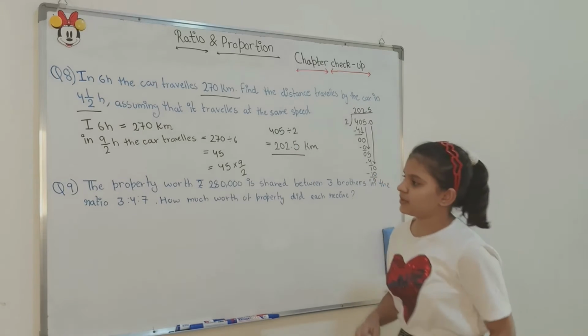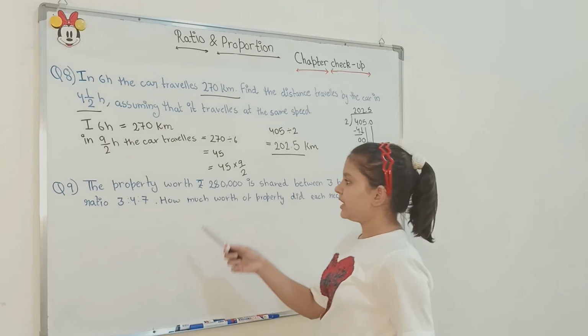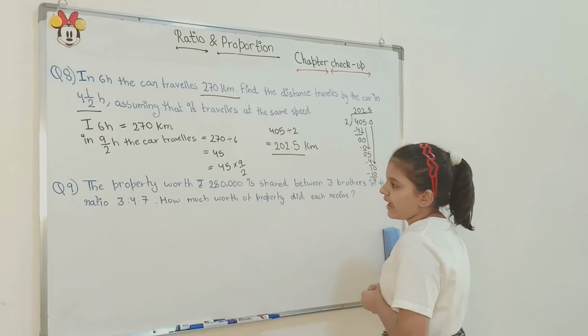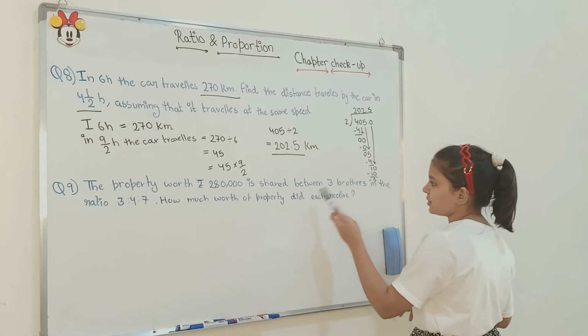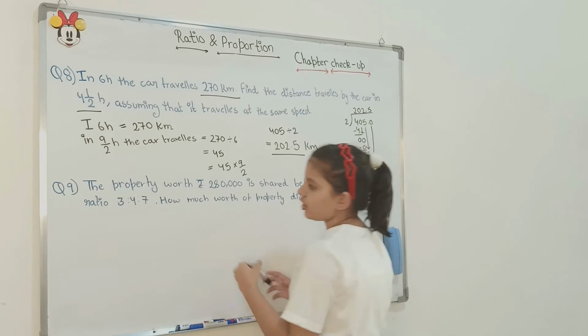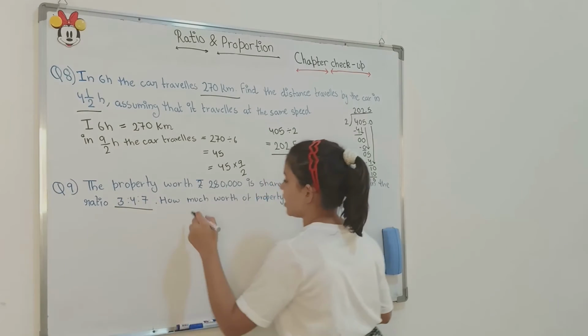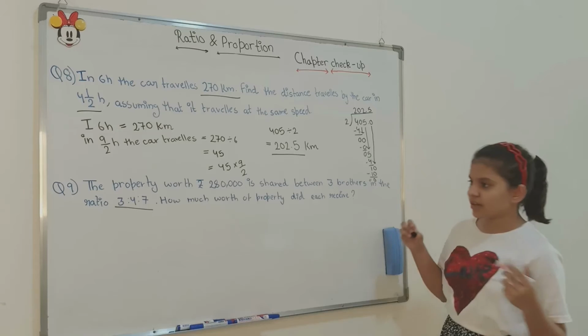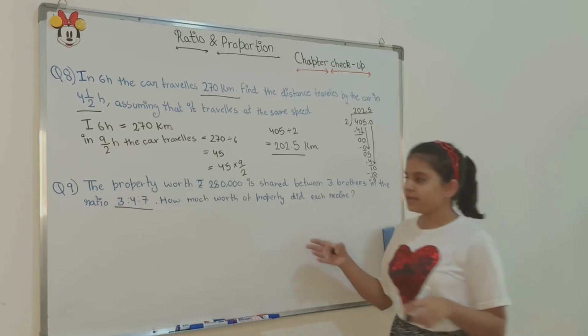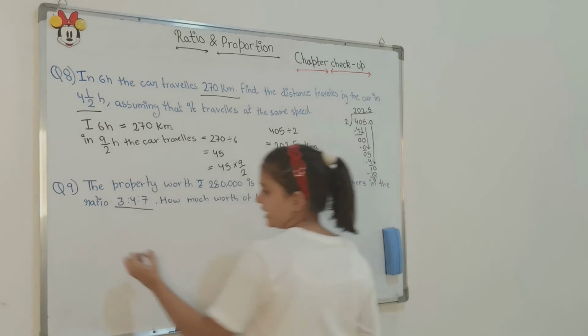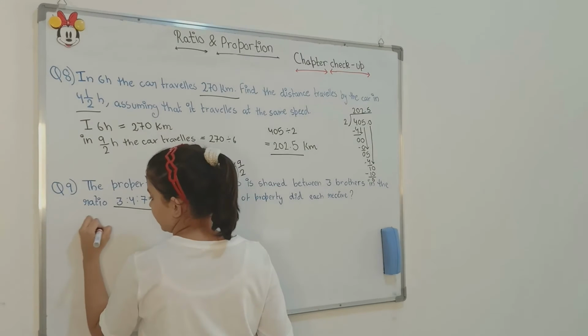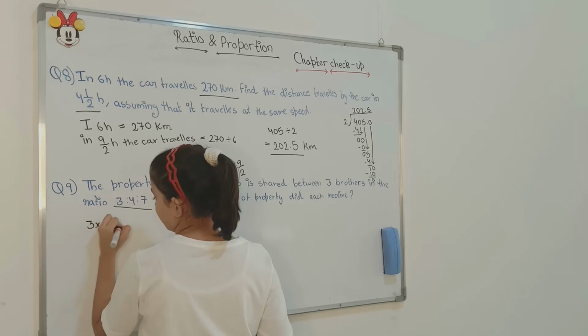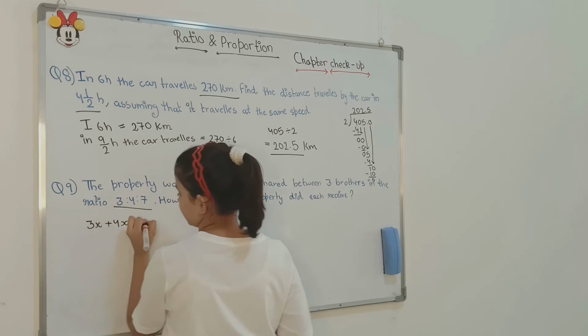Okay. Now the ninth question. The property worth rupees 2,80,000 is shared between 3 brothers in the ratio of 3:4:7. How much worth of the property did each get? Now we did a similar kind of question before, but here the number is a bit bigger. So first we write 3x plus 4x plus 7x.